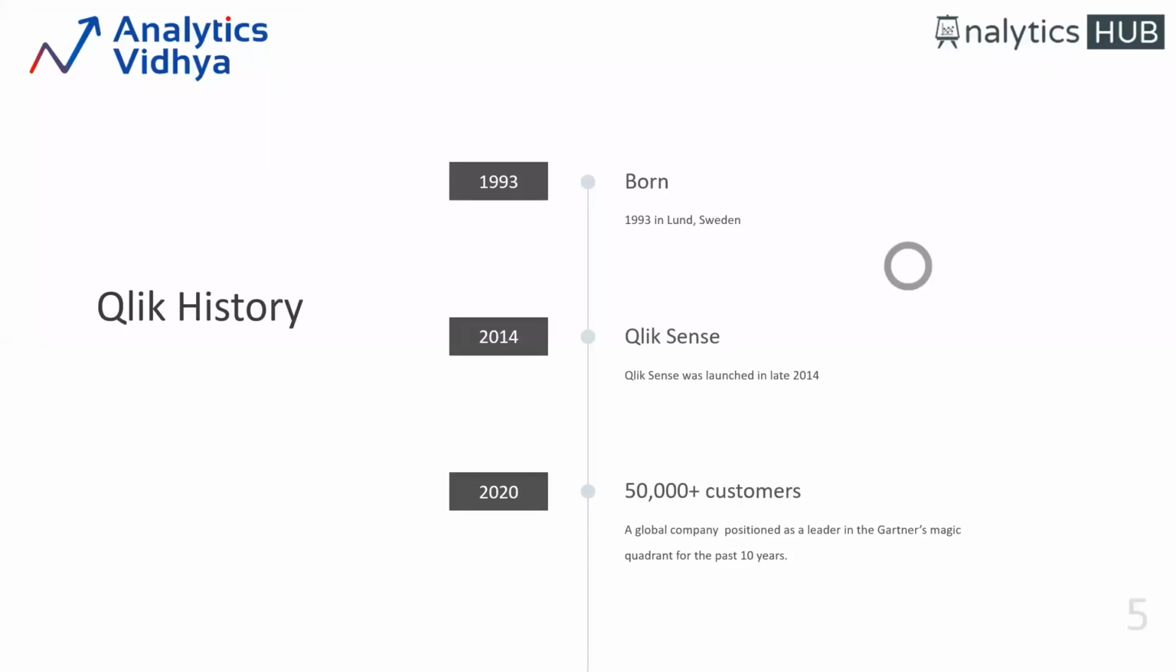And they have over 50,000 customers as of 2020 as we speak now. So the company is a leader in the Magic Quadrant. That's Gartner's Magic Quadrant since around 2011. So it's been 10 years. It's been leader in that quadrant, which itself is a huge accomplishment. And that is without the mention that the power the tool provides is unique, and no other tool has that kind of capability. So once you see that in action, you'll realize how powerful it is compared to other competitive tools.